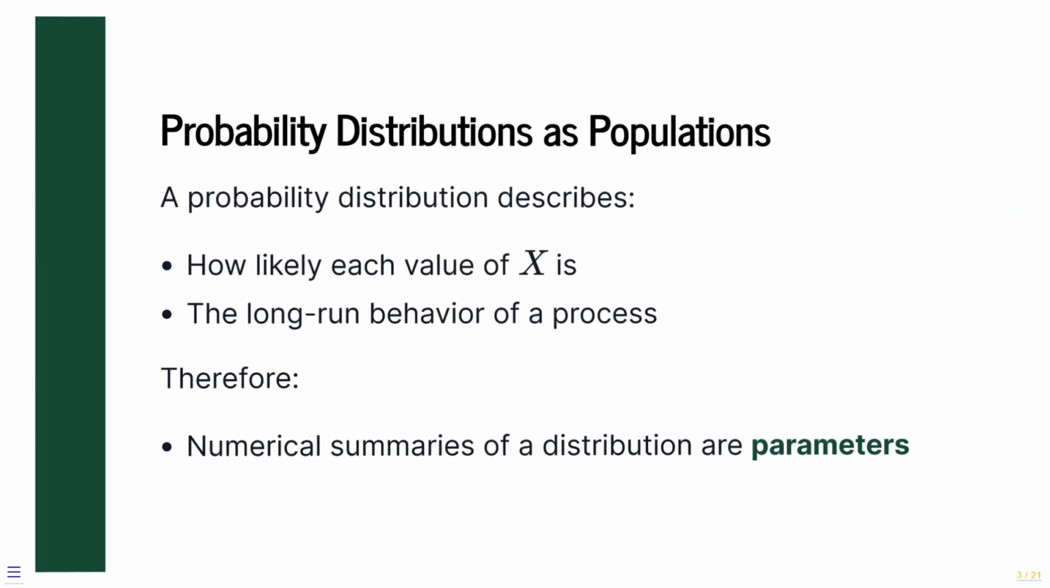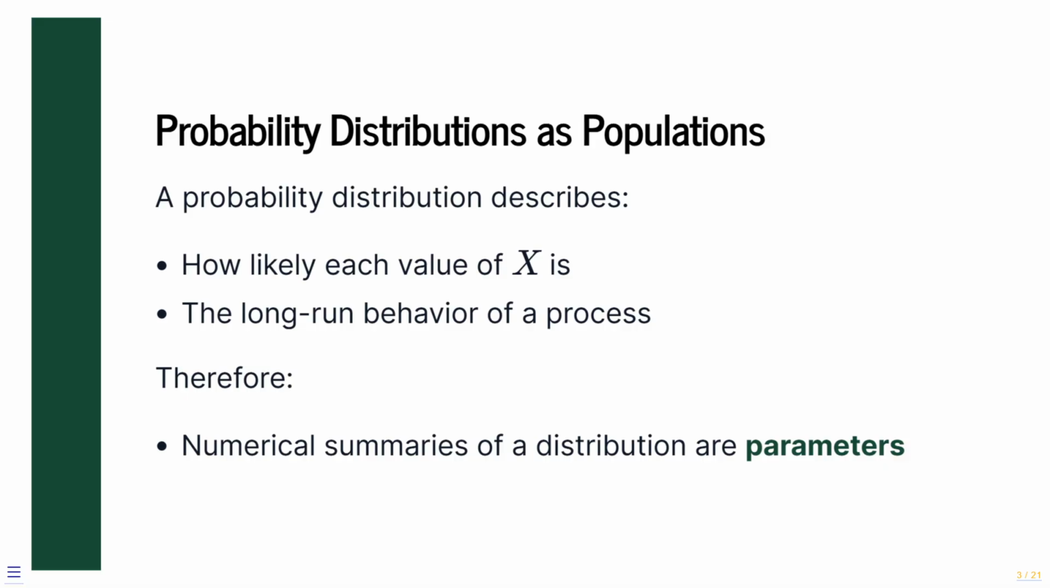A probability distribution tells us how likely each possible outcome of a random variable is. Because it describes the process before data are observed, the numerical summaries we calculate from it are population quantities rather than sample statistics. This distinction is important. Sample statistics vary from sample to sample, while parameters describe the theoretical distribution that governs the process. Understanding this difference helps connect probability models to real-world data collection.